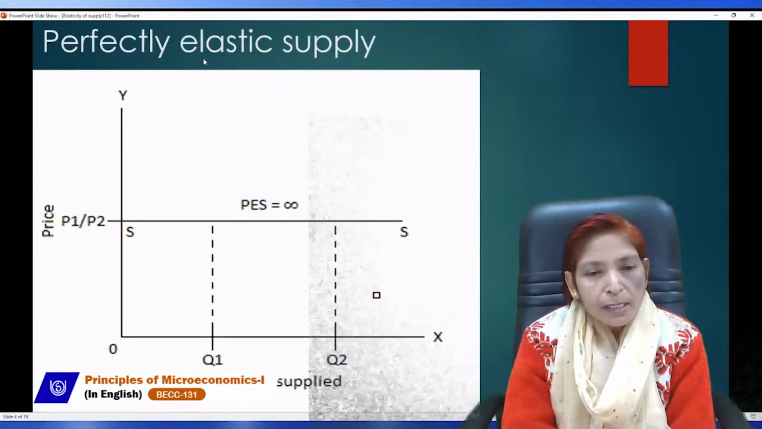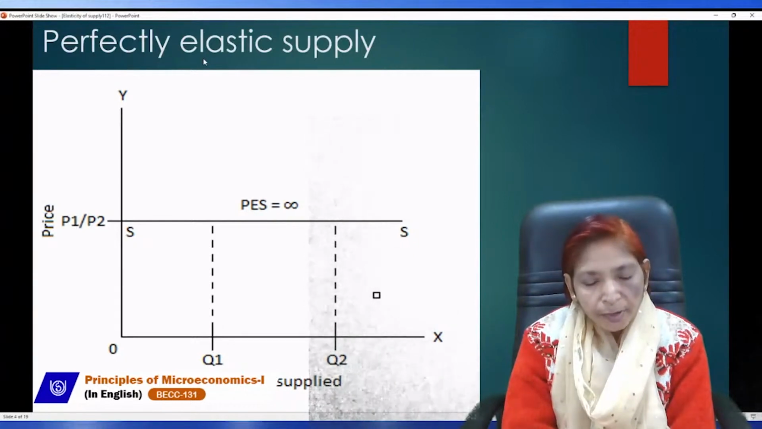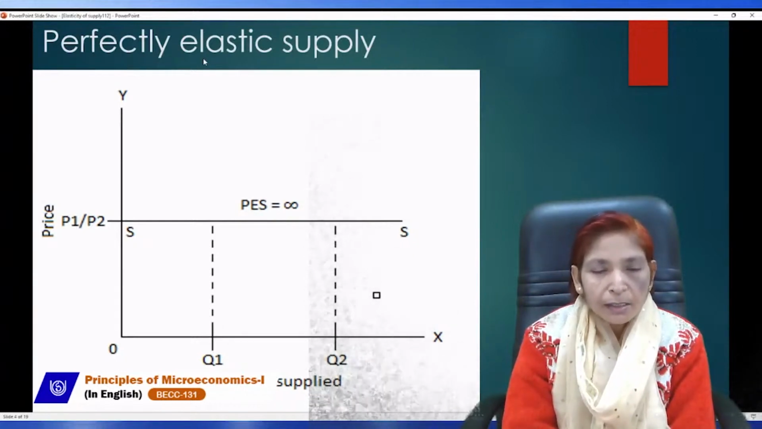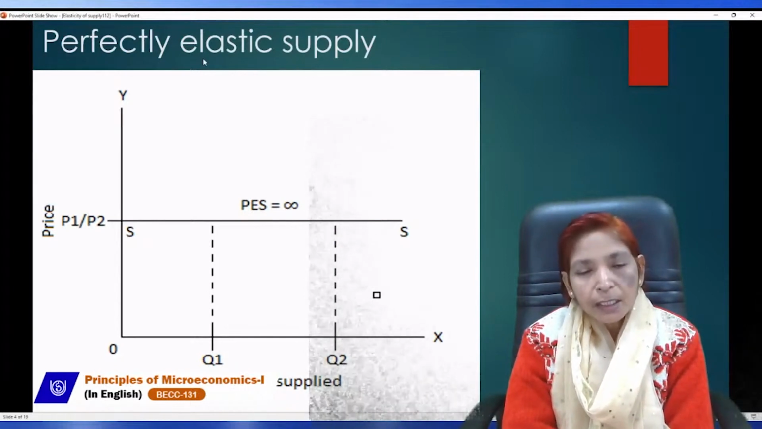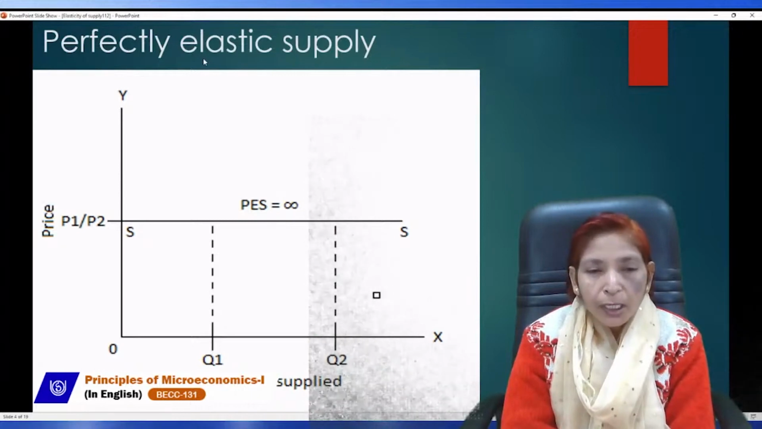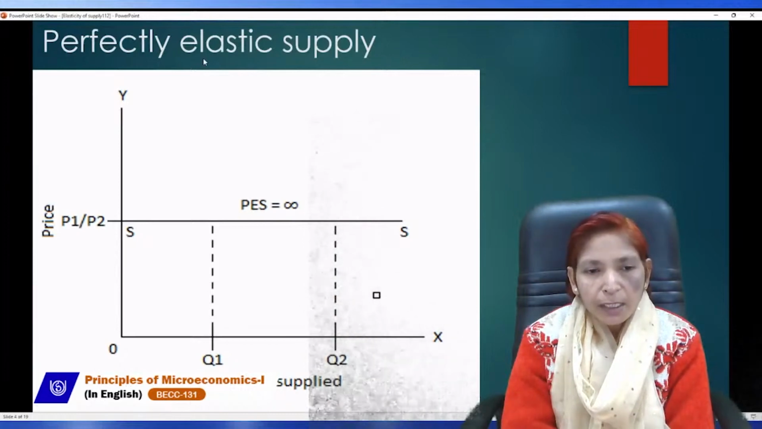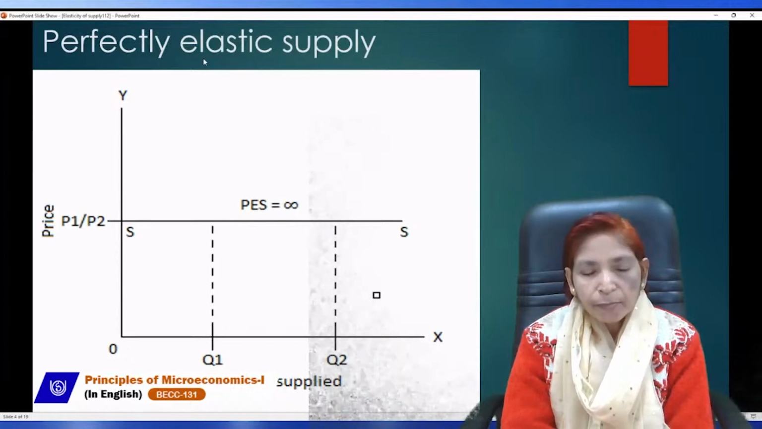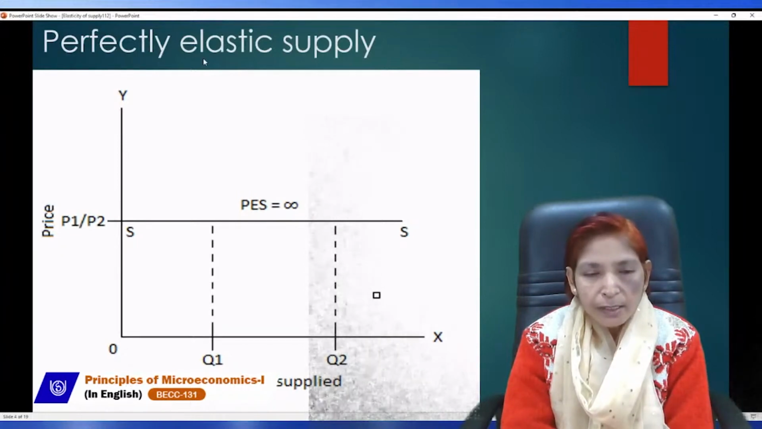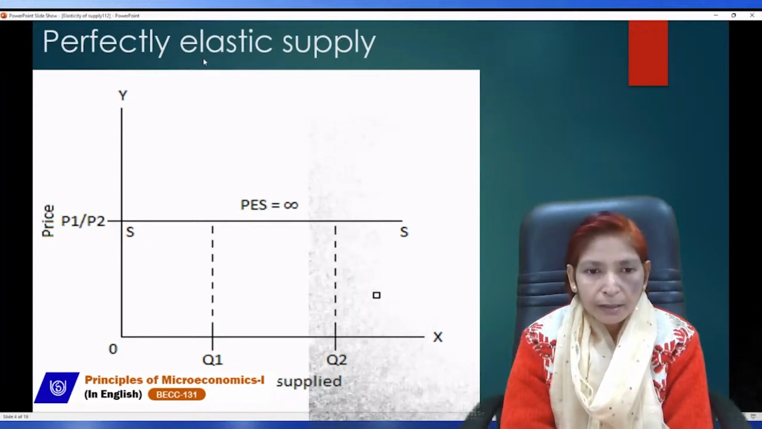This is the diagram of perfectly elastic supply. In case of perfectly elastic supply, ES will be equal to infinity. Infinity means supply can be changed. Supply may increase, may decrease, but price will not change. If price remains constant and only supply varies or changes, then it is called perfectly elastic supply.